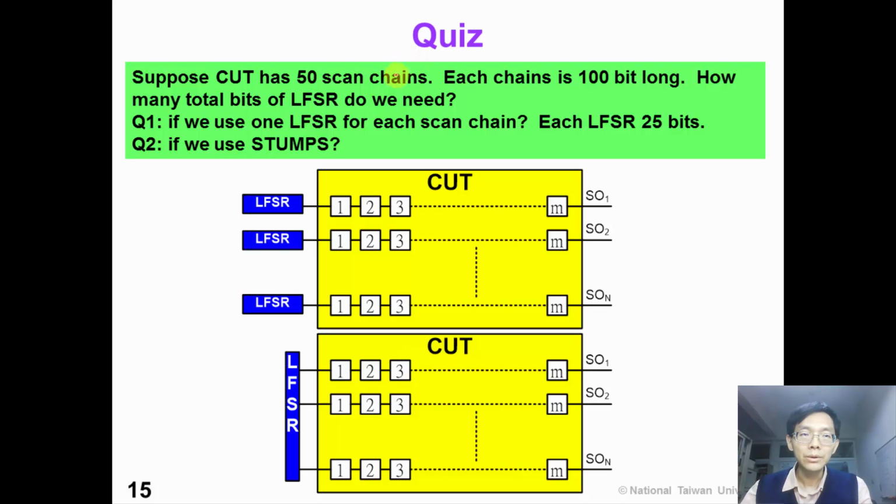Now we have a small quiz for you. Suppose in the CUT we have 50 scan chains. Each scan chain has 100 bits of flip-flops. So we want to know how many total bits of LFSR we need. Please consider two architectures. Architecture number one. If we use one LFSR for each scan chain, suppose that each LFSR has 25 bits. What would be the total number of LFSR overhead? Architecture 2. What if we use the STUMPS architecture? What is the total number of LFSR overhead? Please do the calculation.